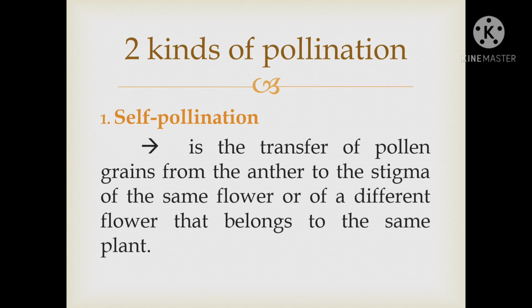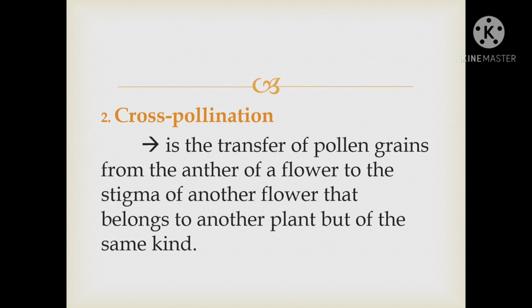The first one is self-pollination. It is the transfer of pollen grains from the anther to the stigma of the same flower or of a different flower that belongs to the same plant. The second kind of pollination is cross-pollination. It is the transfer of pollen grains from the anther of a flower to the stigma of another flower that belongs to another plant but of the same kind.